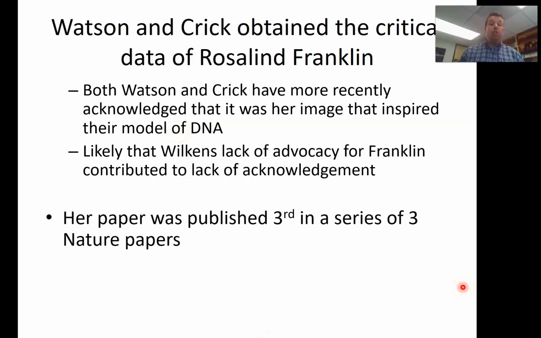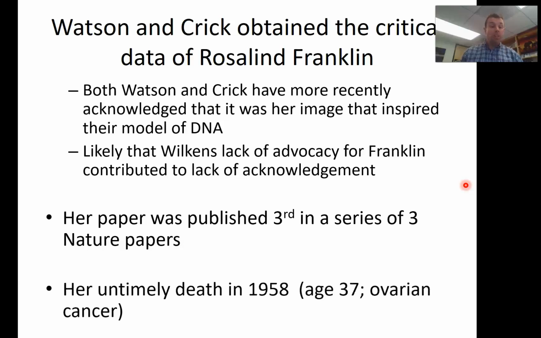Unfortunately, her paper was published third, still in Nature, so it was a great paper, but it wasn't given the due credit, and the first and second papers by Watson and Crick are the ones that really got the credit along the way, even though her data was critical for all of this. Sadly, she died in 1958, way too young, of ovarian cancer, probably due to her work with these X-rays, because at that time people didn't realize how dangerous X-rays and that radiation could be.